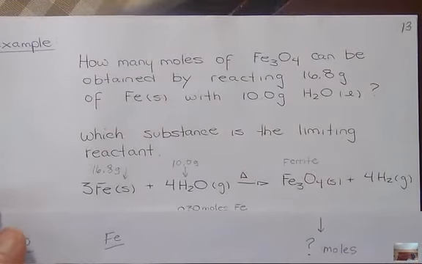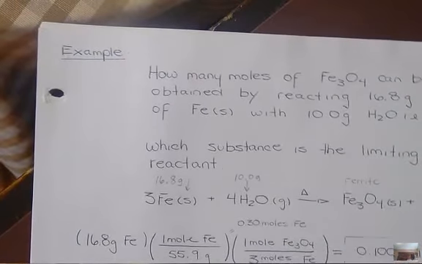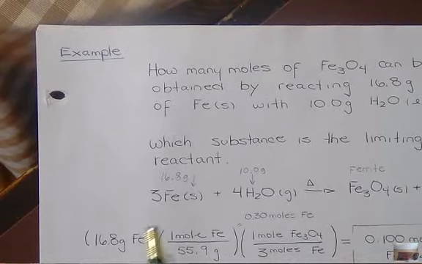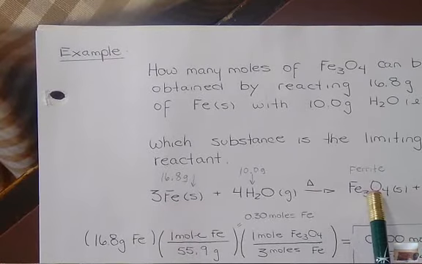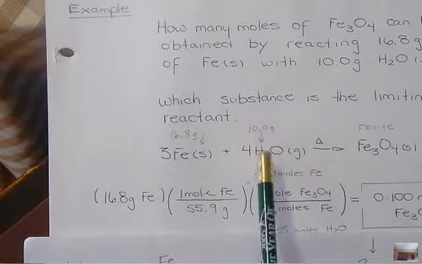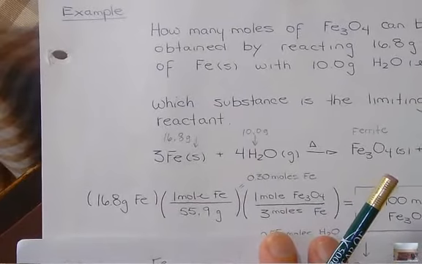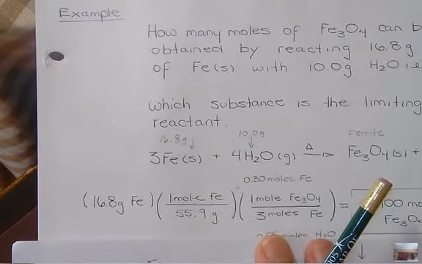Okay, so first thing we're going to do is take the grams of iron, work it all the way through to moles of the ferrite, and see how much we get. Then we're going to do a parallel calculation with the 10 grams of water. We're going to get two answers. The answer that's lower is going to be the correct answer, and we're going to throw out the higher one.